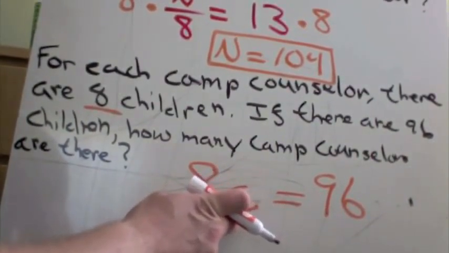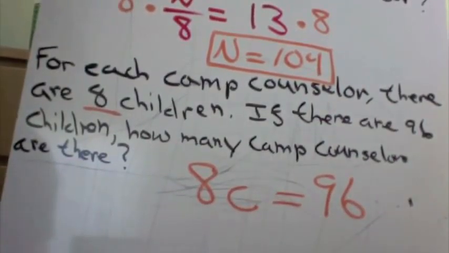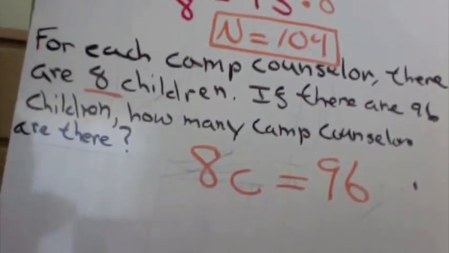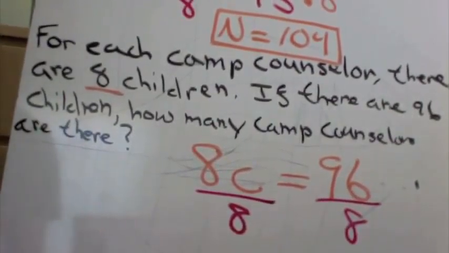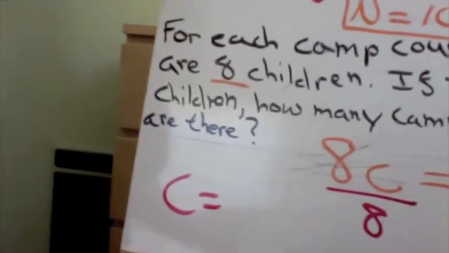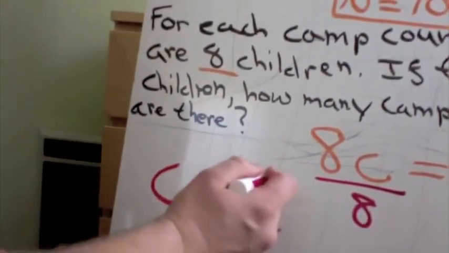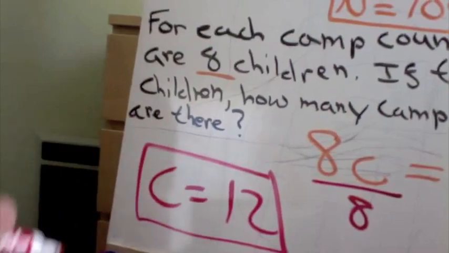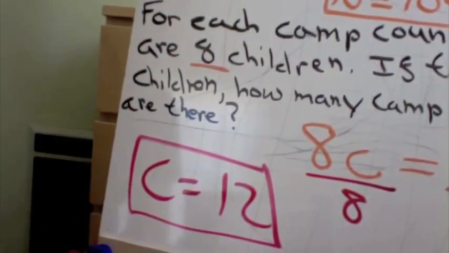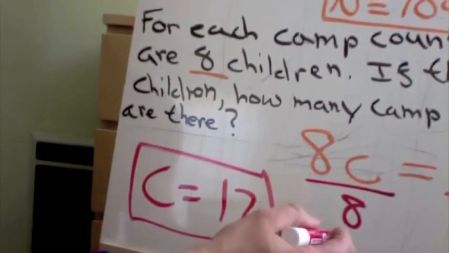So how many counselors is going to give us that 96 right there? So we simply divide both sides. Since we're multiplying by 8, we divide both sides by 8. So the number of counselors equals 96 divided by 8, which is 12. So you are going to have 12, and in this case, there would be a unit on that, and the unit would be counselors.